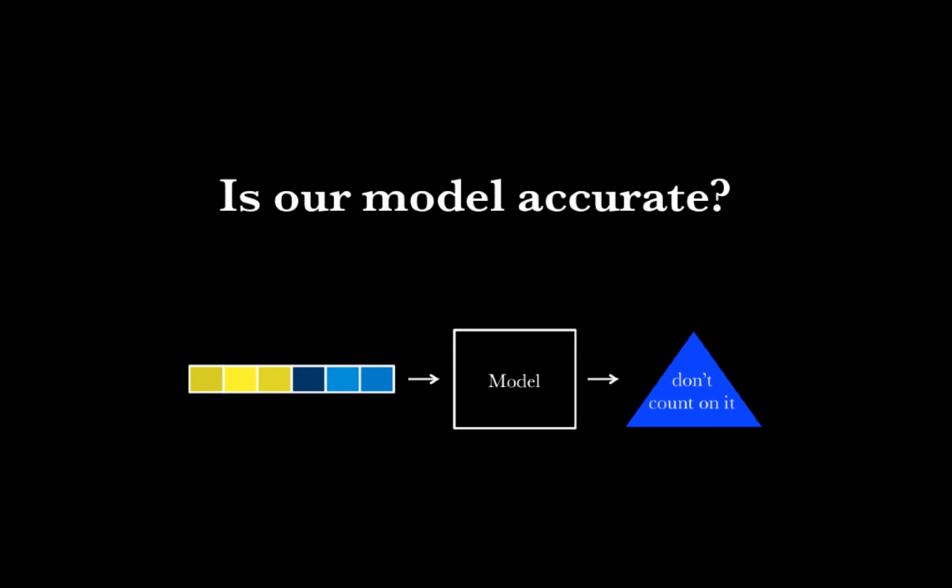So we've talked about how you can use support vector machines or other machine learning techniques to build a model. That raises the question, does the model work? We can take a new example, put that example in the model, and then get the result of the model's prediction back. In this case, it says don't count on it. But can we actually trust the predictions from the model?